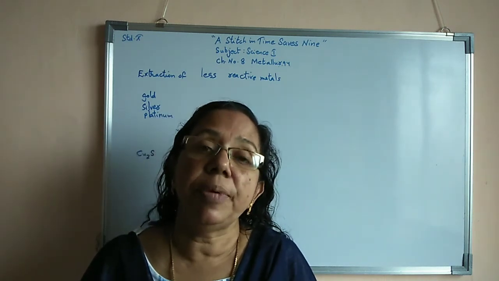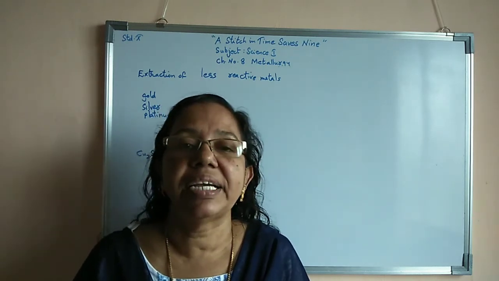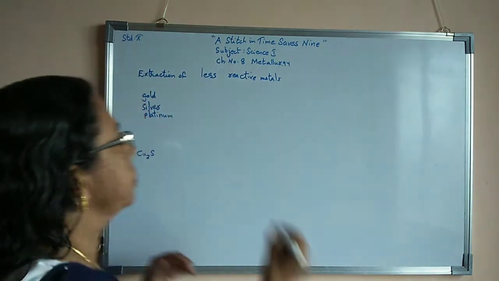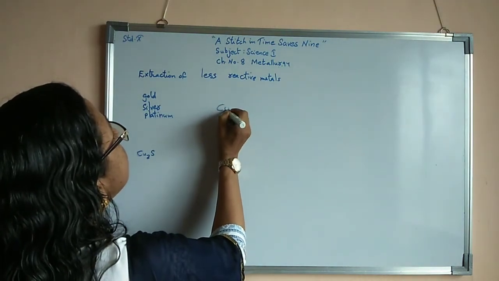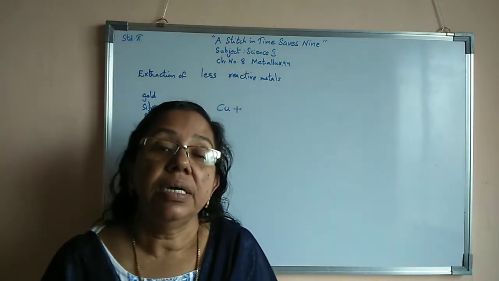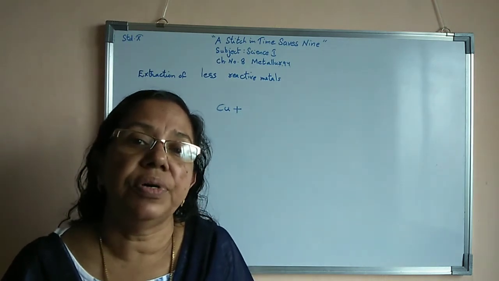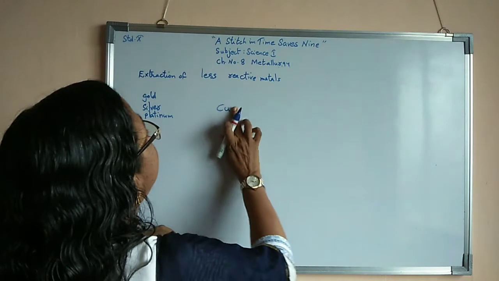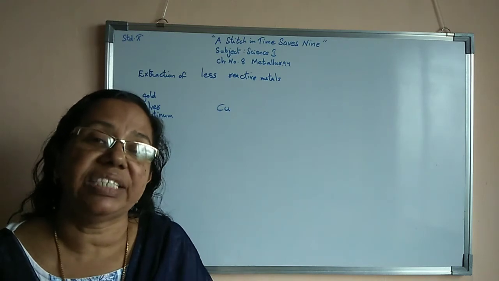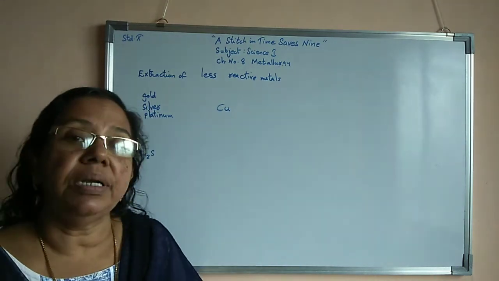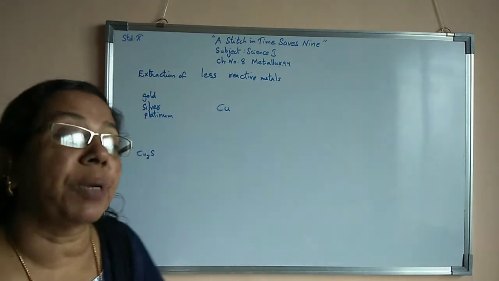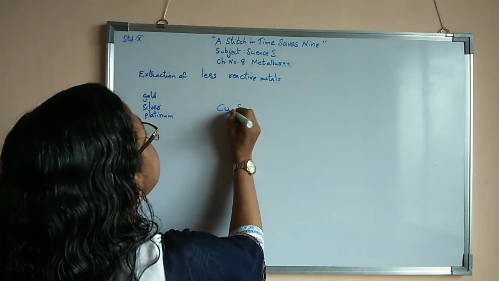Then as a result of it, we will be able to separate pure metals like gold, silver as well as platinum. But here one metal is there, that is copper. Copper is never available in the free state like gold, silver as well as platinum. It is available in the form of copper sulfide. That copper sulfide we can call cuprous sulfide, Cu2S.